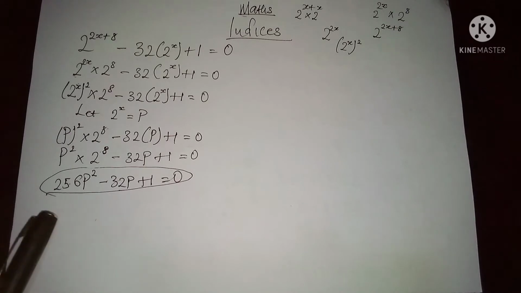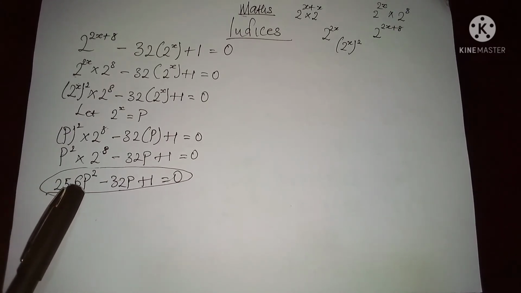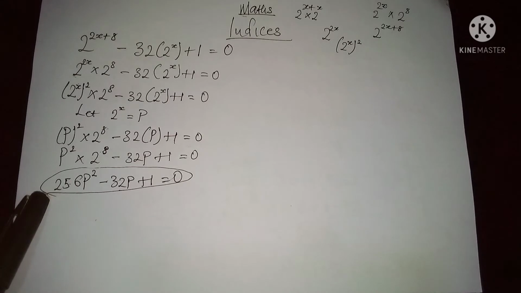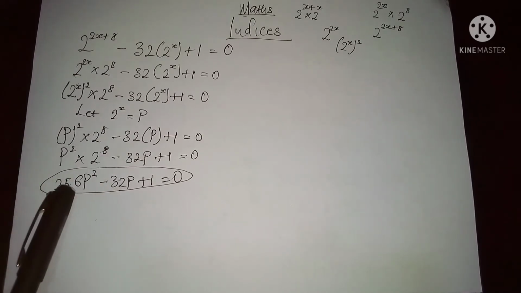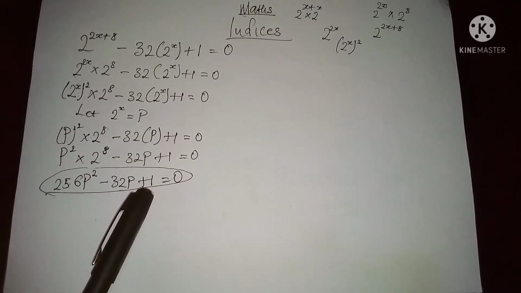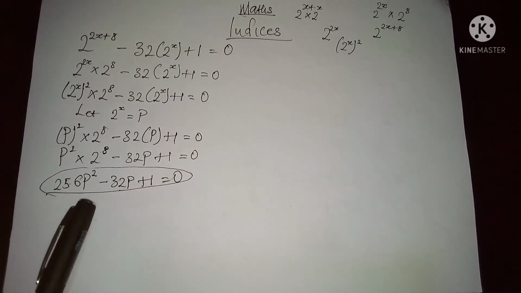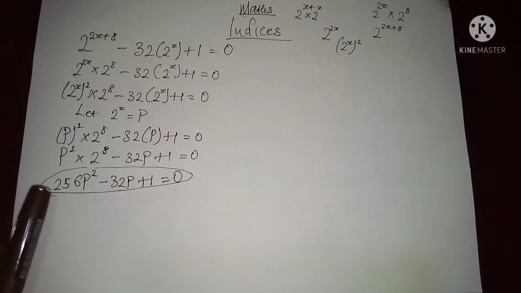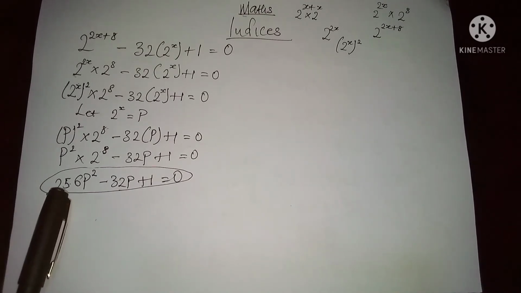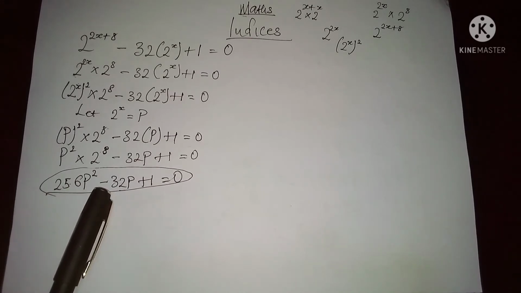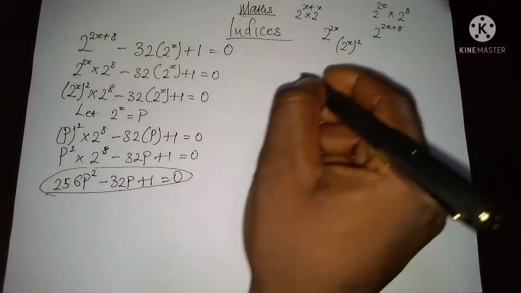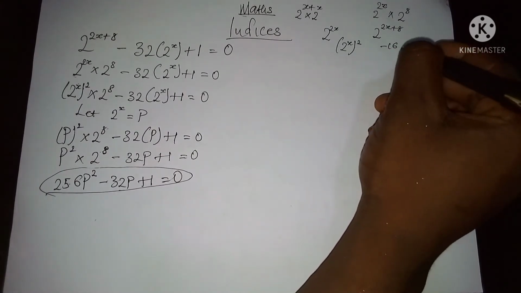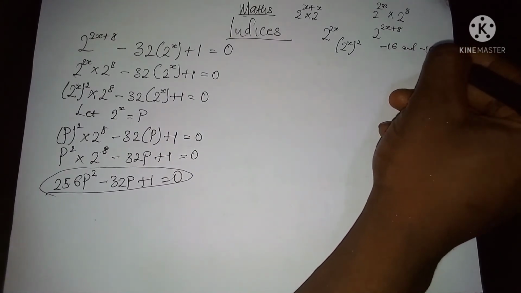Now we are going to multiply, since p squared has a coefficient. Since we have 256p squared, we are going to use this 256 to multiply our constant, which is 1. So 256 multiplied by 1, we'll still have 256. Now we're going to look for two numbers that when we multiply them, we'll have 256, and when we add them, we'll have negative 32. And those two numbers are negative 16 and negative 16.